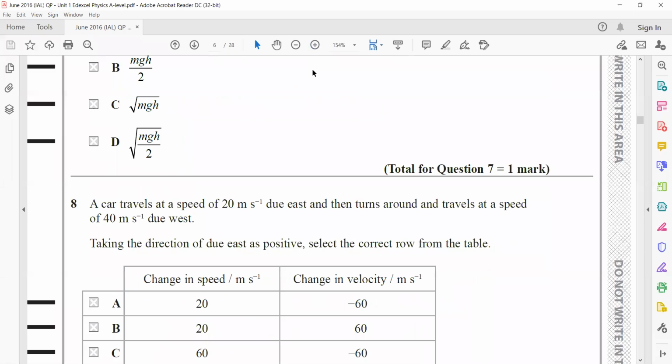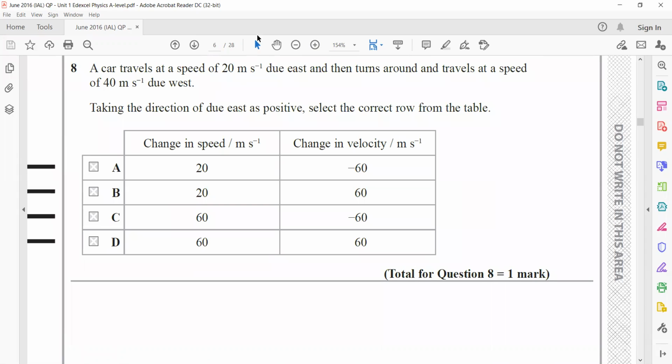For question 8, a car travels at a speed of 20 meters per second due east and then turns around and travels at a speed of 40 meters per second west. Taking the direction due east as positive, which is the correct answer? Due east is positive, so west will be negative. When we are checking a change in speed, because speed is a scalar quantity, it's just a difference in the value, we don't have to consider the sign. So 40 minus 20 equals 20.